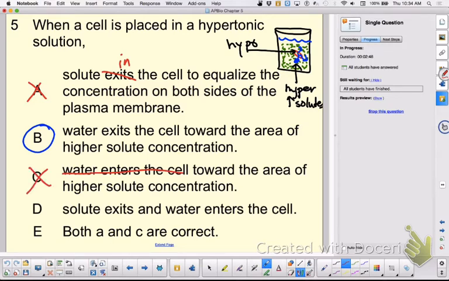D. Solute exits. Is the solute going to exit? We've already established no. If anything, the solute would go in. So super no. A and C are correct? No. That's like doubly wrong. Okay, discuss with your bio buddy right now and make sure you both understand it. Okay, go. Have that discussion.